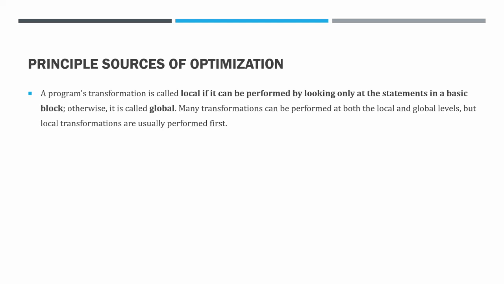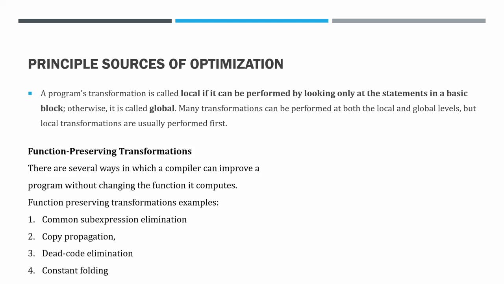Here we have two different types. One is the function preserving transformation. What is meant by function preserving is that, without changing the flow or the functionality of the original program, we optimize the code. We have four different examples here for function preserving transformation: common sub-expression elimination, copy propagation, dead code elimination, and constant folding.